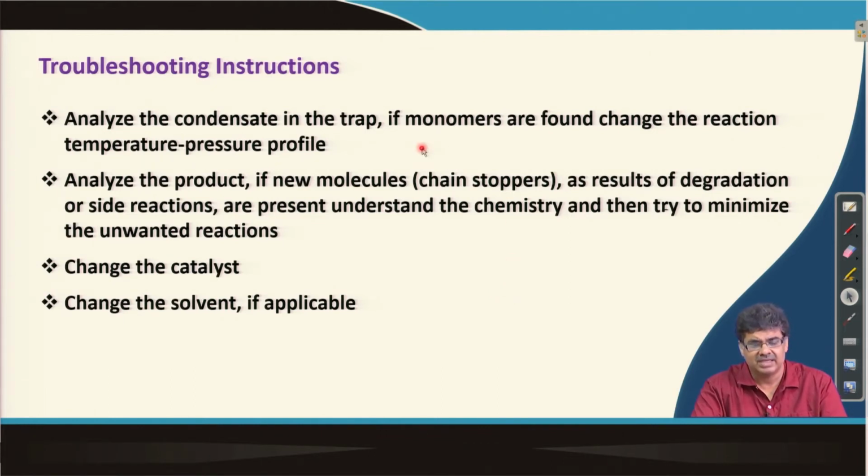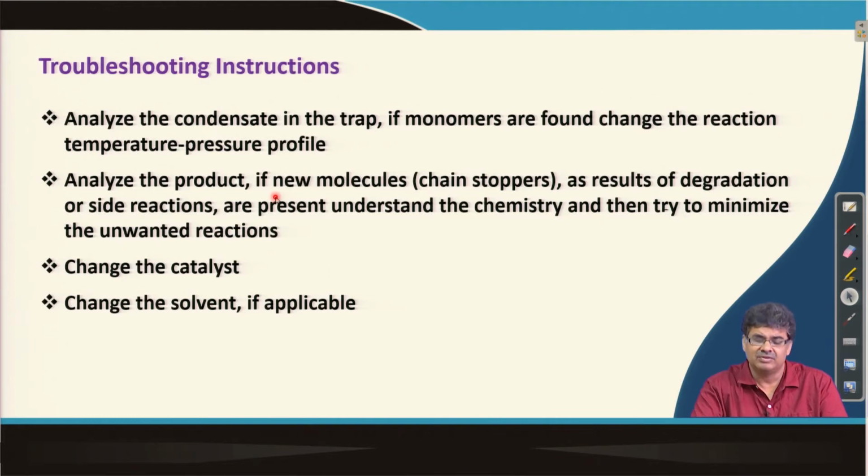So, one should check the trap to find out whether monomers have come. If that is the case, then you need to compensate the monomer loss by changing the molar ratio of the functional groups, and we can also change the temperature and pressure profile to reduce the monomer loss from the system.